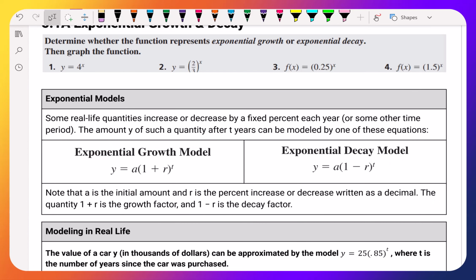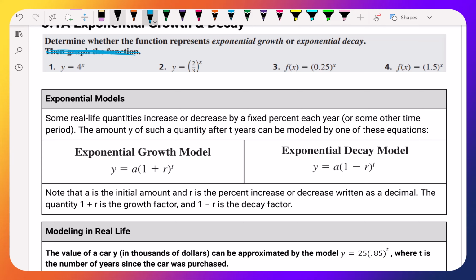Okay, so here's where I need you to practice a little bit. I do not want you to graph the function. Don't worry about that. I want you to be able to tell whether it's a growth or a decay very quickly. So pause the video and I want you to label 1 through 4 whether you think it's a growth or a decay.